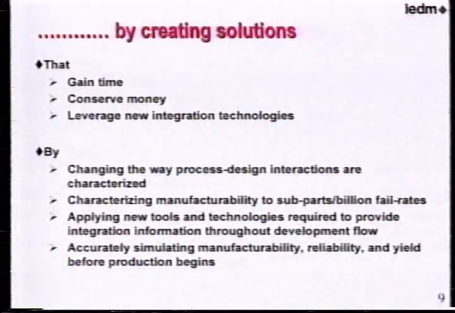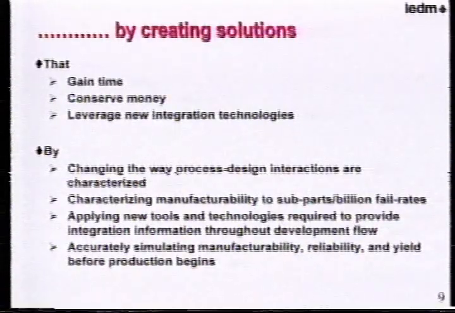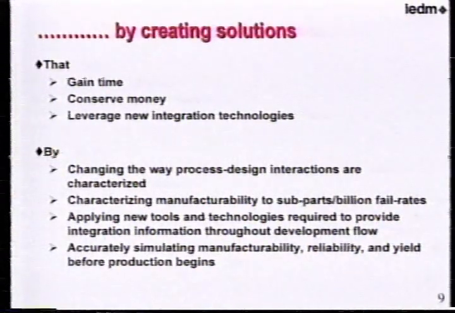So the solutions that we have to create for today's technology in order to make sure that you make those yield numbers and the yield ramp, first thing you have to change the way you characterize process design interactions. We talked about it. New materials, less amount of time. That means you got to choose a new thing. You cannot look at yield as an afterthought.